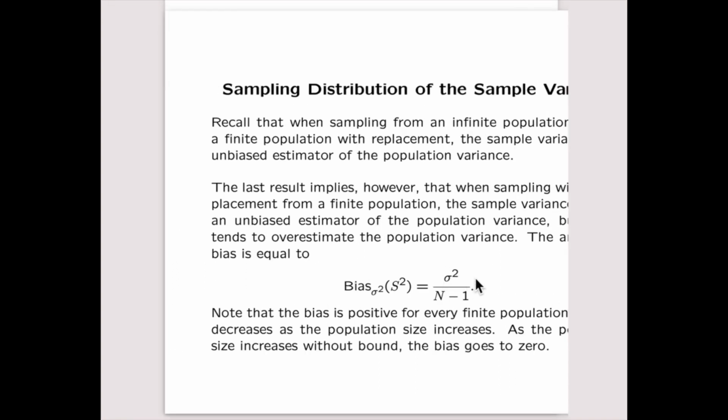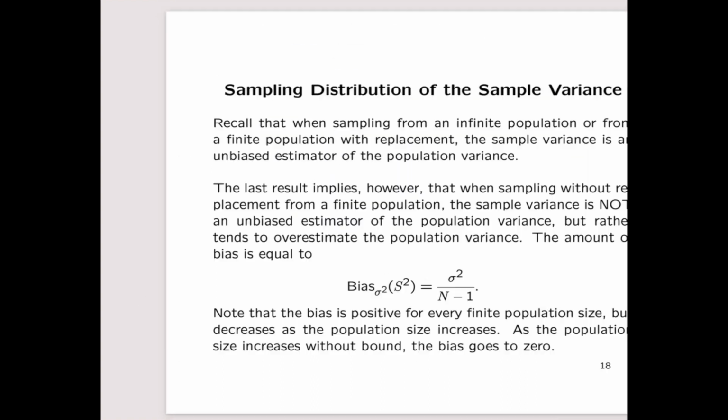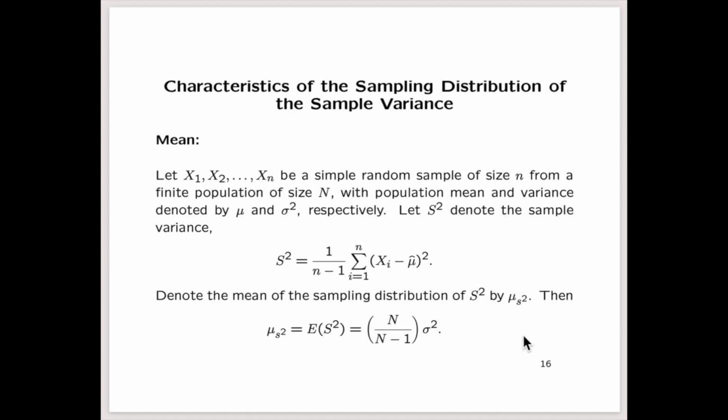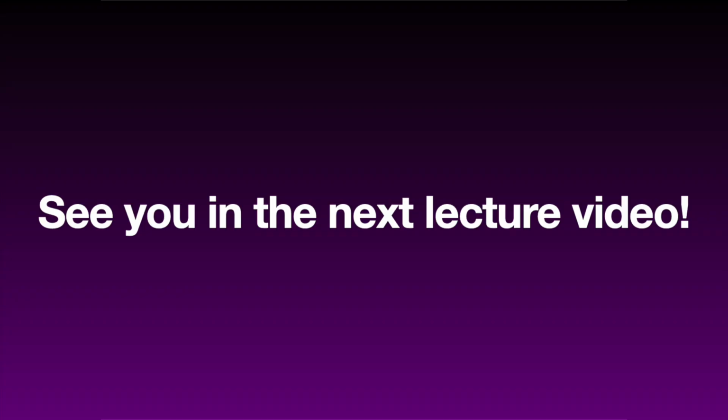All right, and so now we've learned some useful things about the sampling distribution of the sample variance under simple random sampling. And we can use this information to come up with estimators that are unbiased for the parameters that we're interested in. We've already seen that the sample mean is, in fact, an unbiased estimator of the population mean. And we can use the information on this slide, slide 16, to come up with an unbiased estimator of the population variance under simple random sampling. We'll do that in the next lecture video.